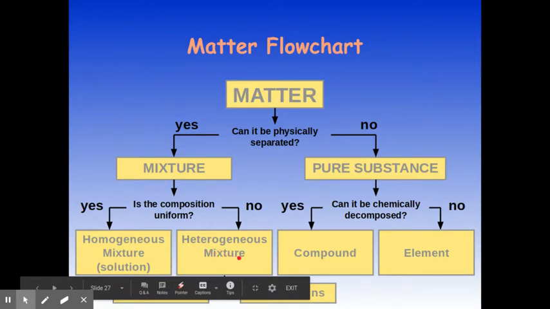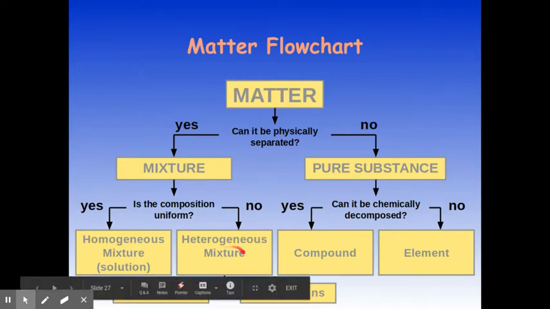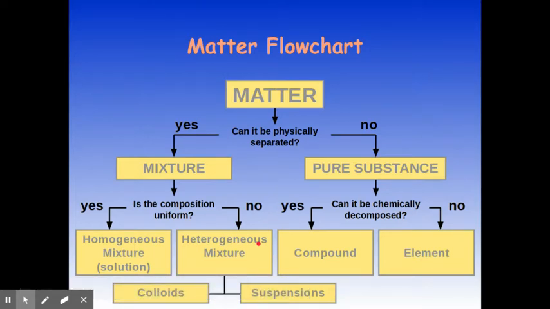It's not the same throughout. If you think about your orange juice at home, if you don't shake it up and you just start pouring glasses, whoever gets the last glass is going to have a bunch of pulp in their glass, where the first person didn't have any pulp in their glass. That's an example of a heterogeneous mixture. Eating a salad, that's a heterogeneous mixture. Not every bite of the salad is the same thing.